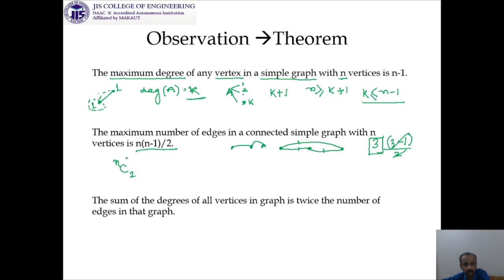Now the next one: the sum of the degrees of all vertices in a graph is twice the number of edges in that graph. This is actually a very simple one. What they are talking about is, if there is a vertex, and another vertex, and another vertex, suppose they are connected like this. First we will check it. It is 2, it is 3, it is 2, it is 1. So the summation is 5, 6, 7, 8.